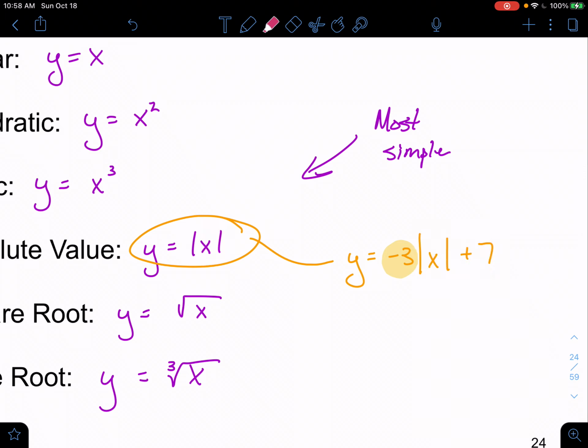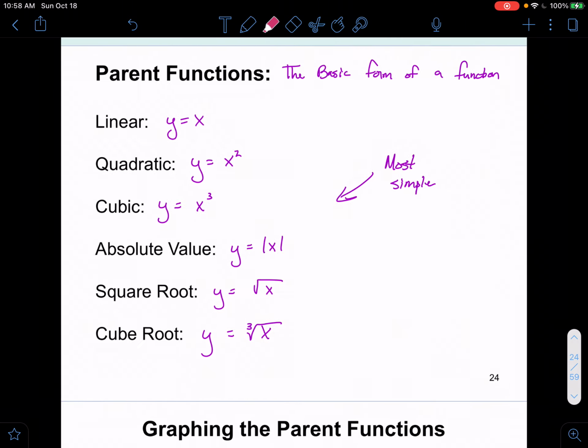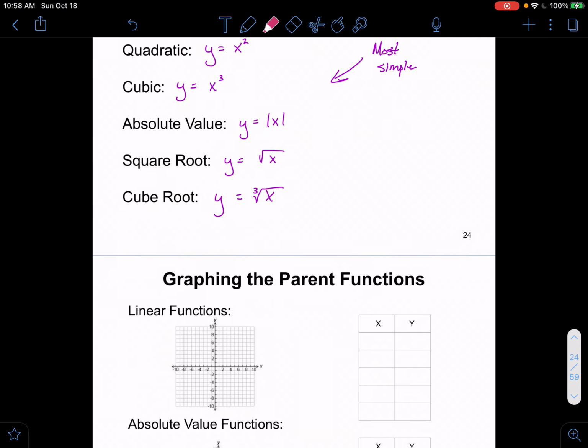So kind of similar to you and your parents, right? You might look kind of like your mom or like your dad, but you don't look identical to them, right? So that's really what we're going to be discussing here today.